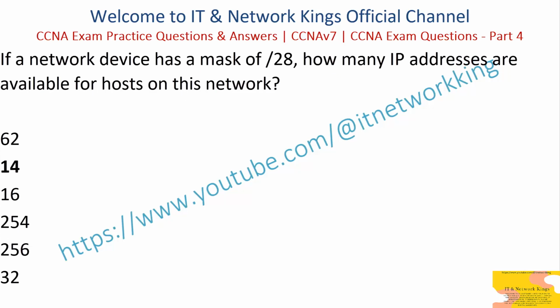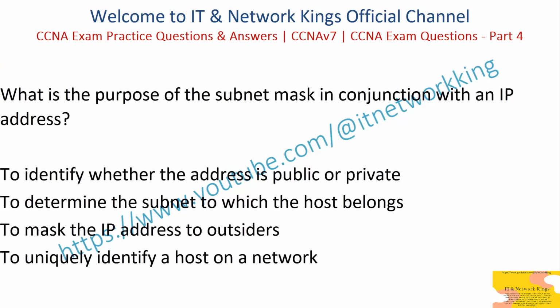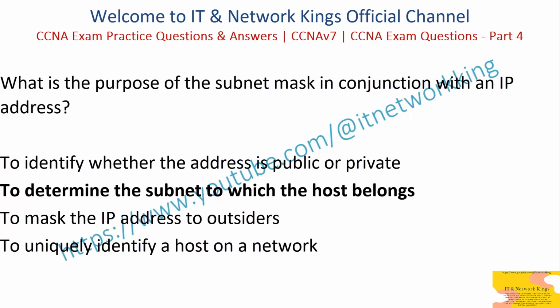Answer, host address. If a network device has a mask of 28, how many IP addresses are available for hosts on this network? 62, 14, 16, 254, 256, 32. Answer, 14. What is the purpose of the subnet mask in conjunction with an IP address? To identify whether the address is public or private. To determine the subnet to which the host belongs. To mask the IP address to outsiders. To uniquely identify a host on a network. Answer, to determine the subnet to which the host belongs.